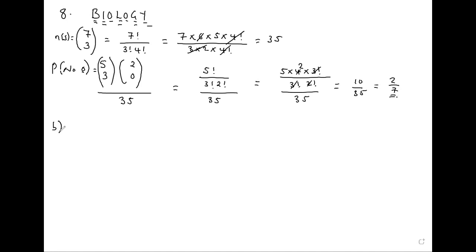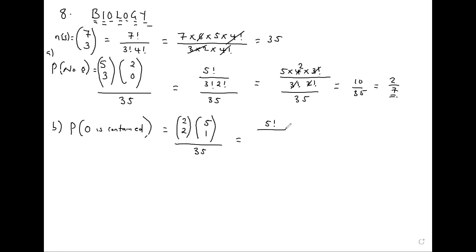Then B, so this was A. B contains the 2 O letters. So the probability that O is contained in the selection. Remember, if you contain O, we only have 2 O's. So if they're all contained, meaning from the other letters, we'll only pick 1 out of 35. That will be 5 factorial over 1 factorial, 4 factorial over 35, which is just 5 over 35, which is 1 over 7. That one was this. If you have a question, you're free to ask.